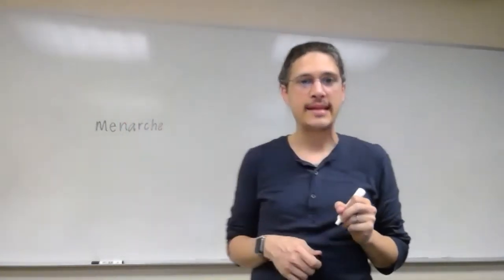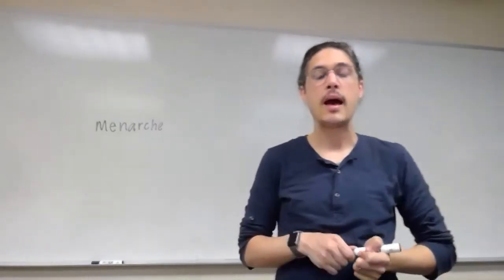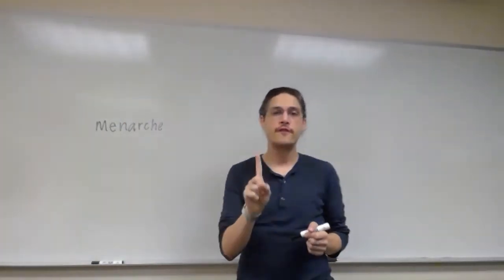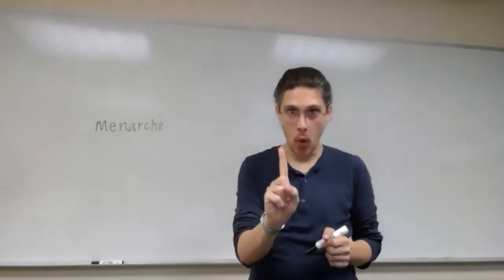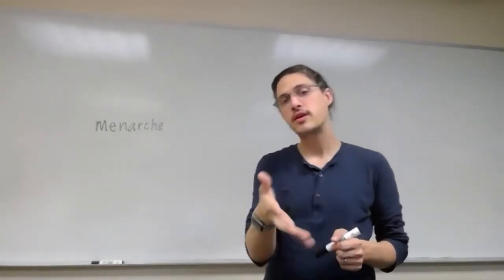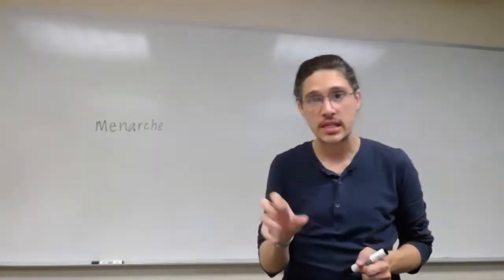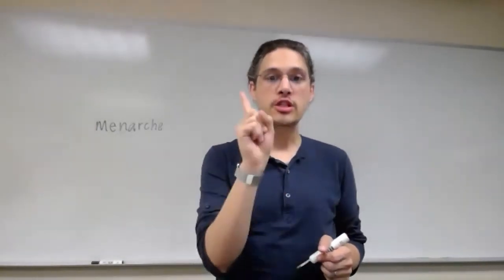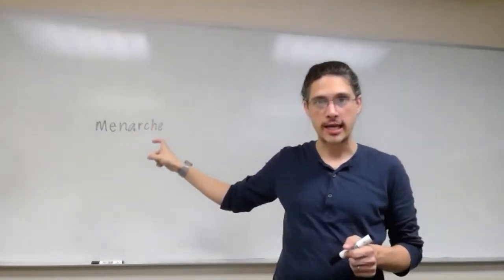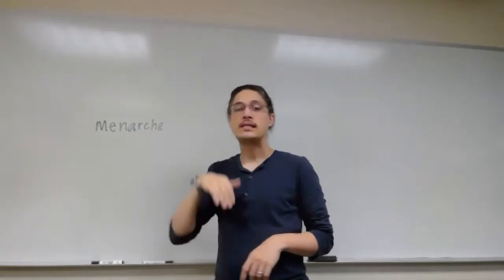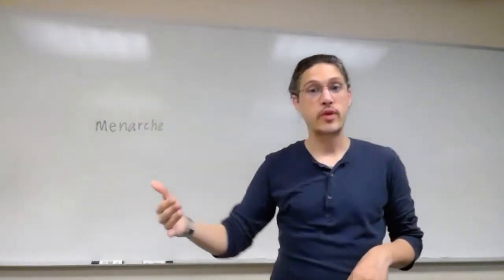Menarche, M-E-N-A-R-C-H-E. Menarche is their first menstrual cycle. You only have one. The first one usually happens somewhere between 10 and 14 years of age, but your first period is known as menarche. This signals the beginning of a woman's reproductive years.